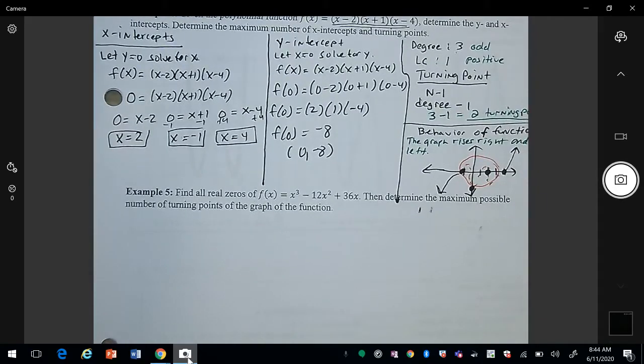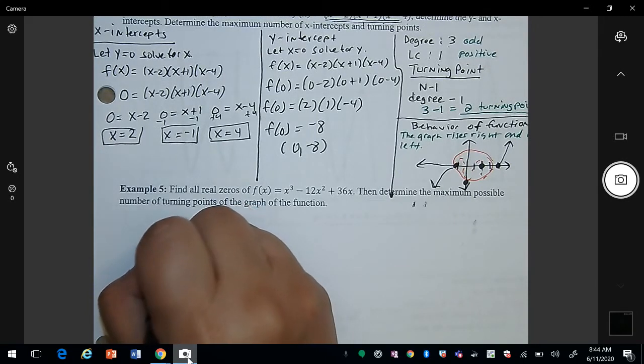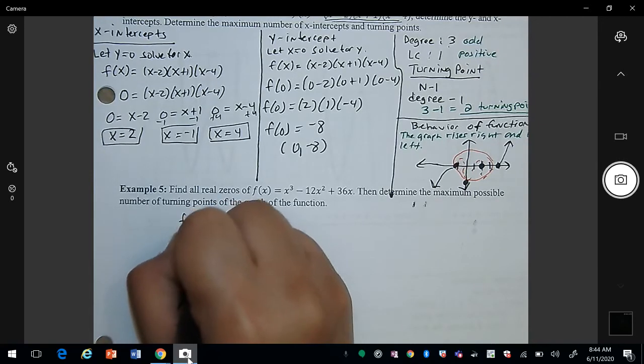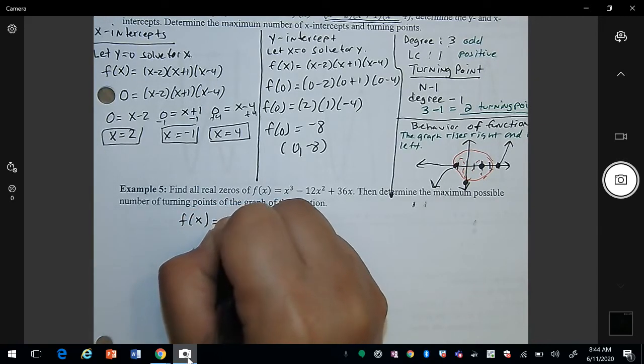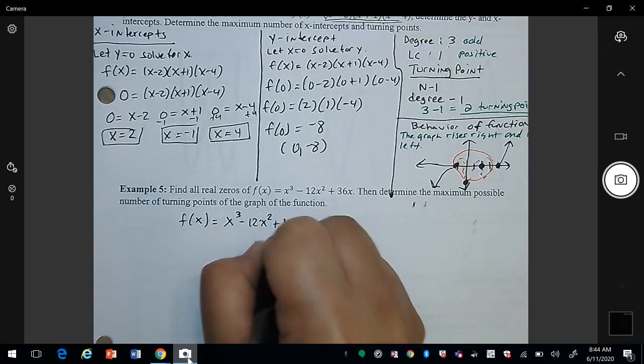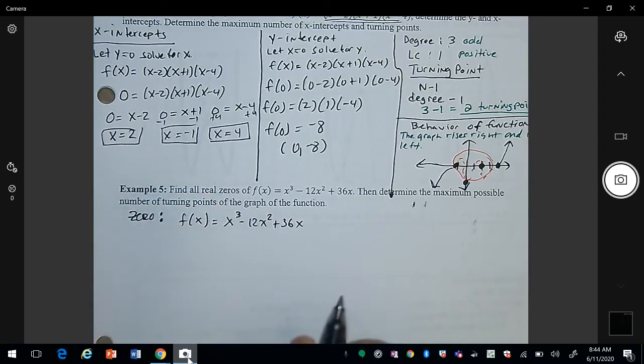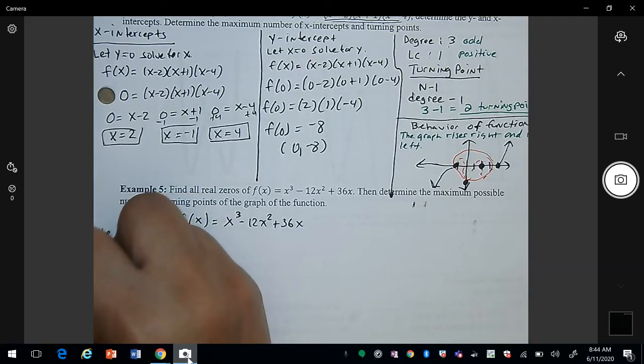Find all the real zeros and determine the maximum number of turning points. So again, here we have f of x is equal to x cubed minus 12x squared plus 36x. We can find the zeros first. To find the zeros, that's the x-intercepts, we're going to let y equal 0 and solve for x.